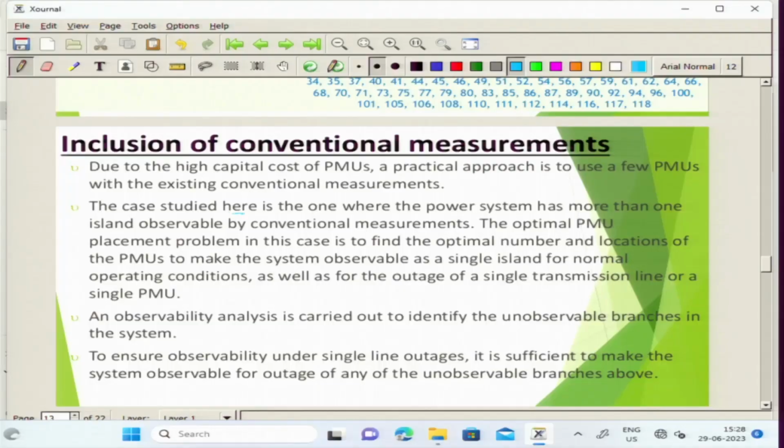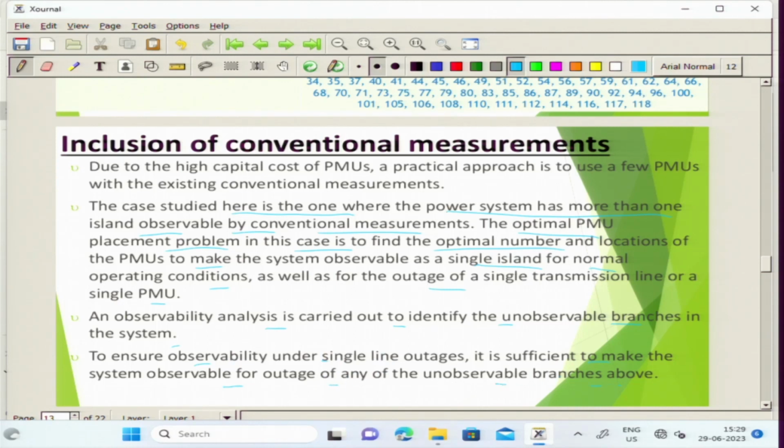So the case studied here is the one where the power system has more than one island observable by conventional measurements. The optimal PMU placement problem in this case is to find the optimal number and locations of the PMUs to make the system observable as a single island for normal operating conditions as well as for the outage of a single transmission line or a single PMU. An observability analysis is carried out to identify the unobservable branches in the system. To ensure observability under single line outages, it is sufficient to make the system observable for outage of any of the unobservable branches above.